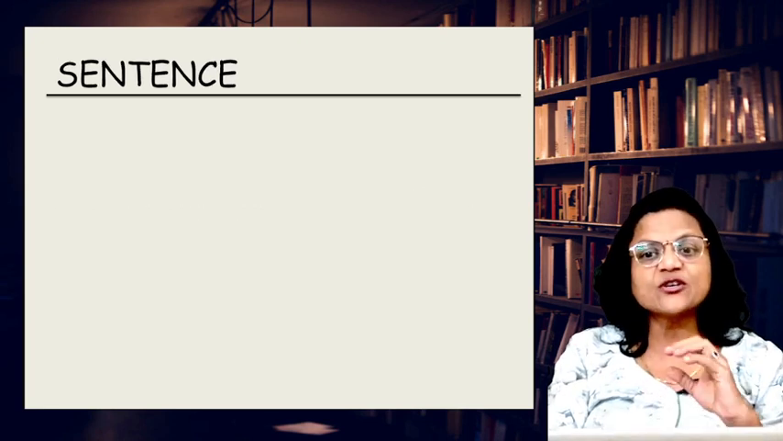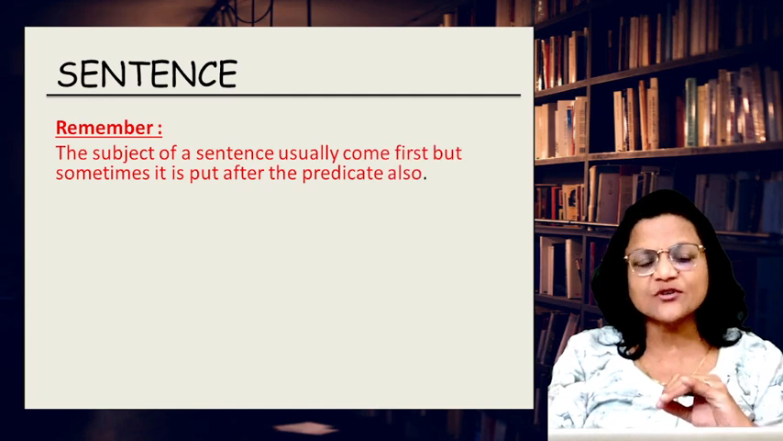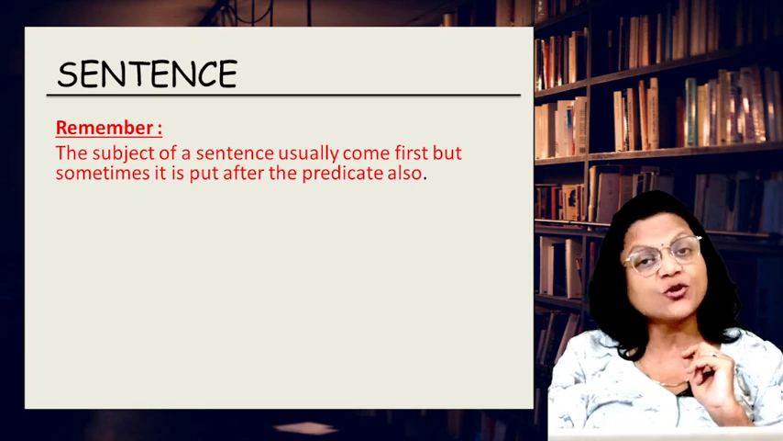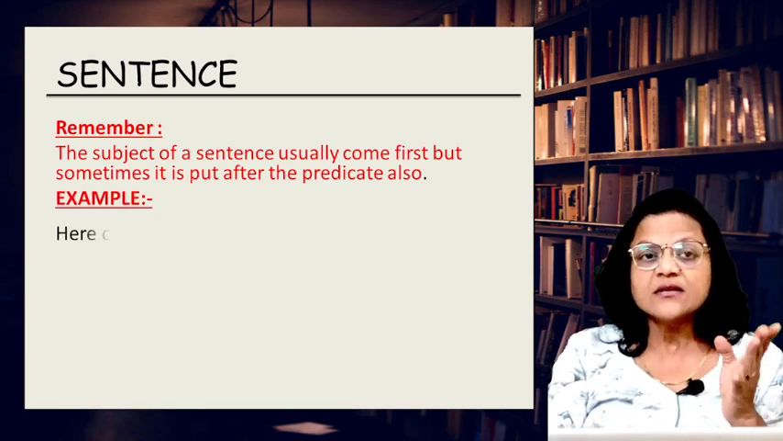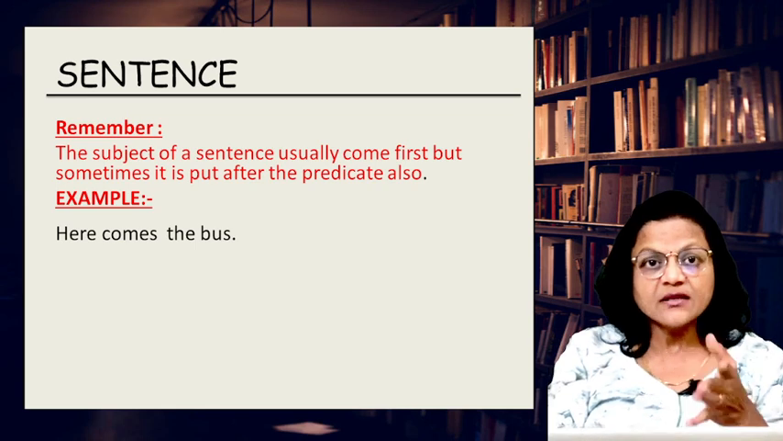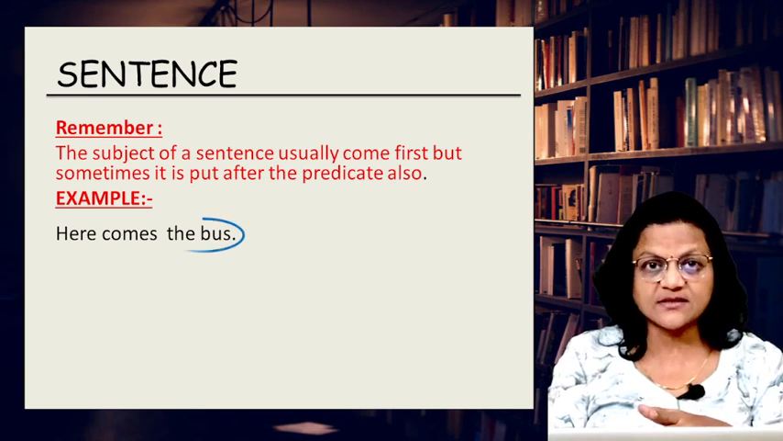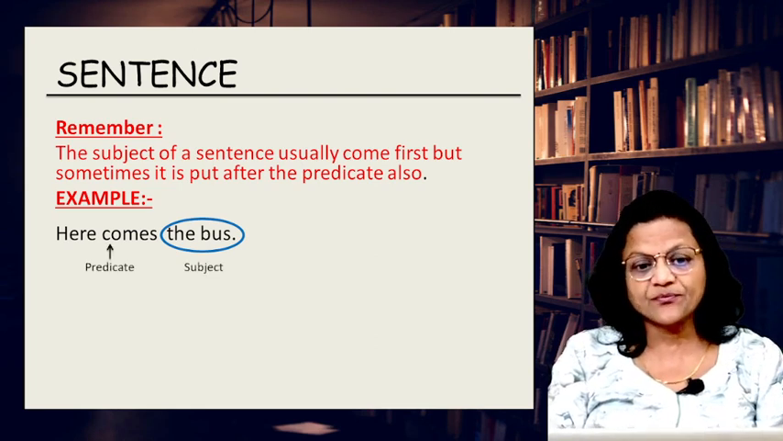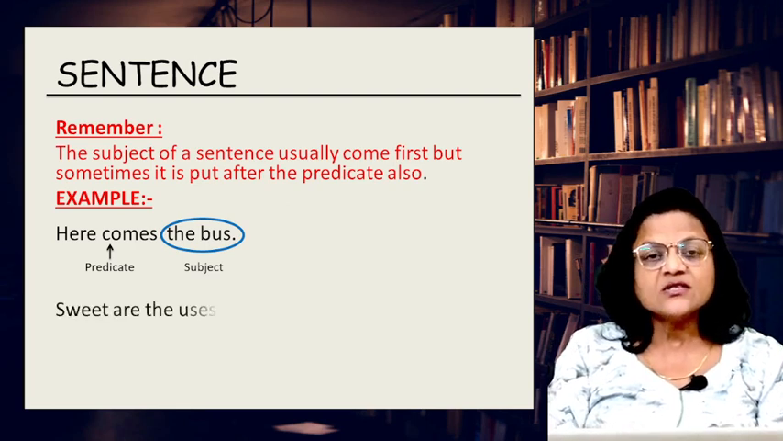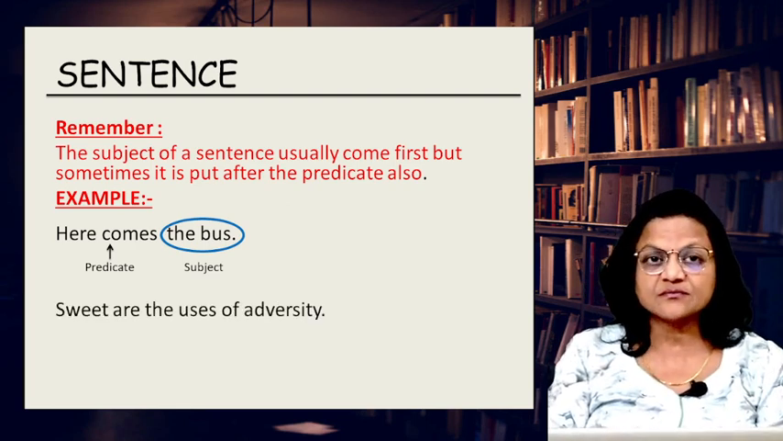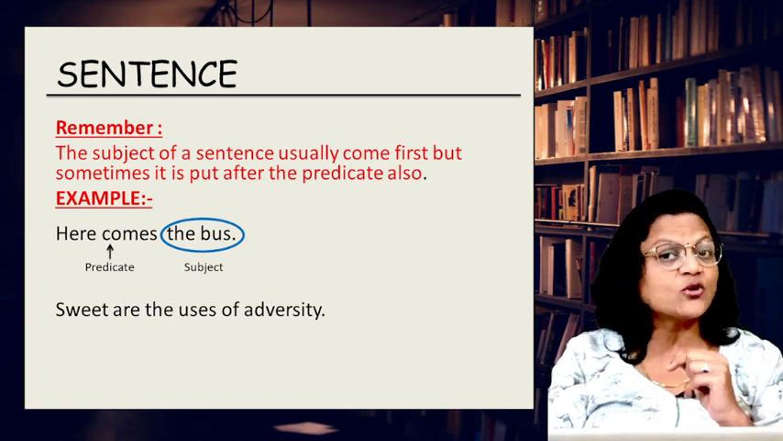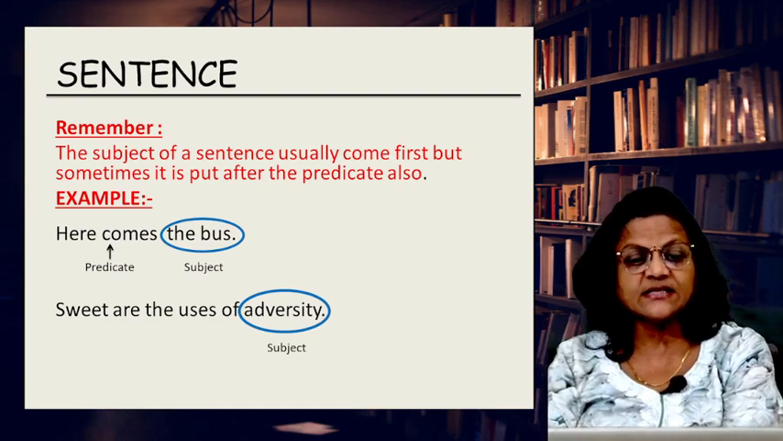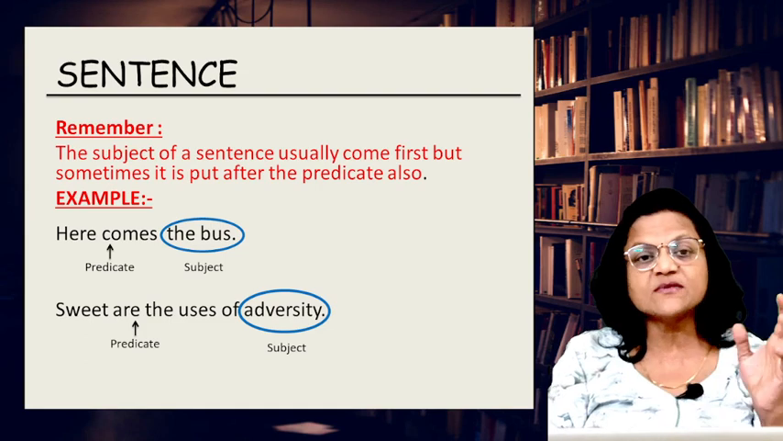Remember, the subject of a sentence usually comes first. Usually. But sometimes it is put after the predicate also. For example, "Here comes the bus." Here in this sentence, we are talking about the bus. So, the bus is the subject and "here comes" becomes the predicate. Okay, one more: "Sweet are the uses of adversity." Here again, I am not talking about sweet, but I am talking about adversity. So, adversity is the subject, which is actually at the end of the sentence, and "sweet are the uses of" becomes the predicate.